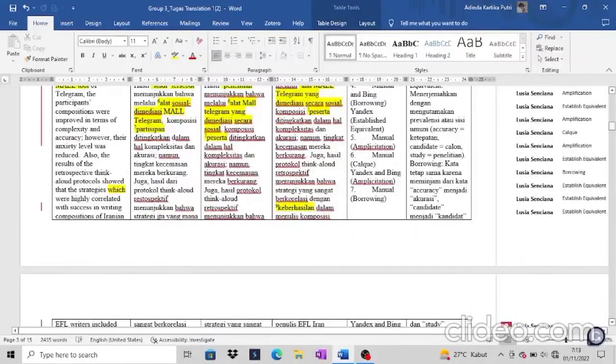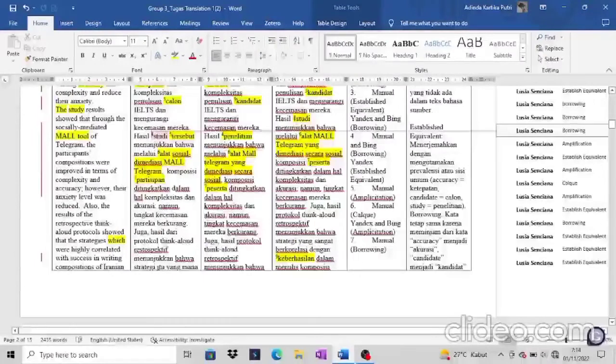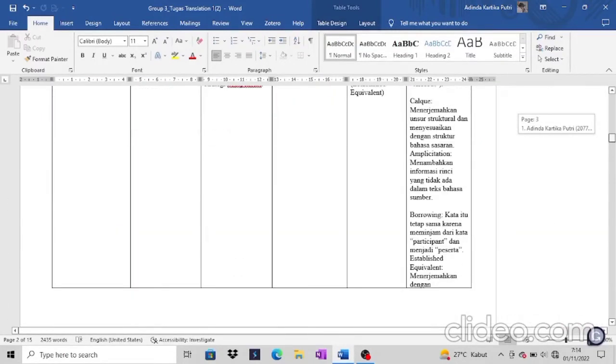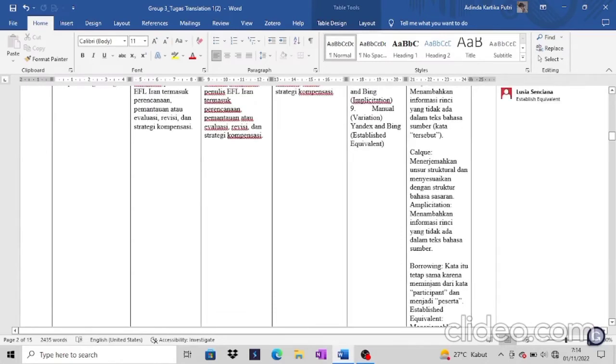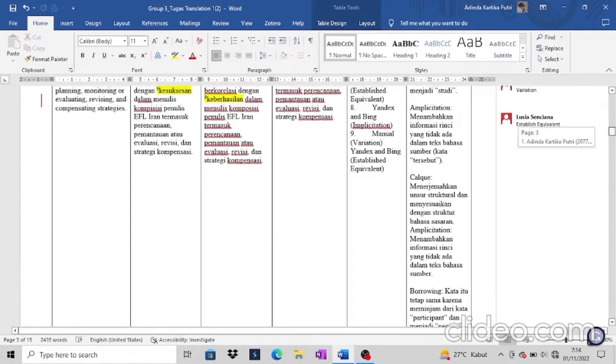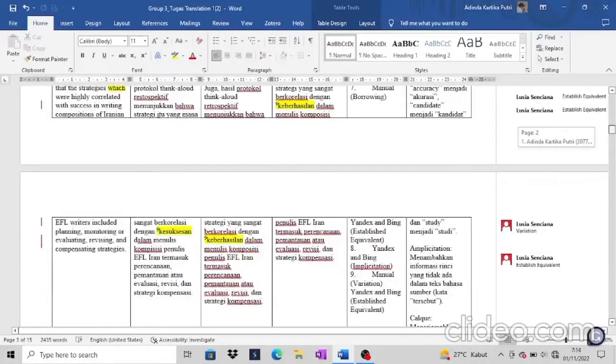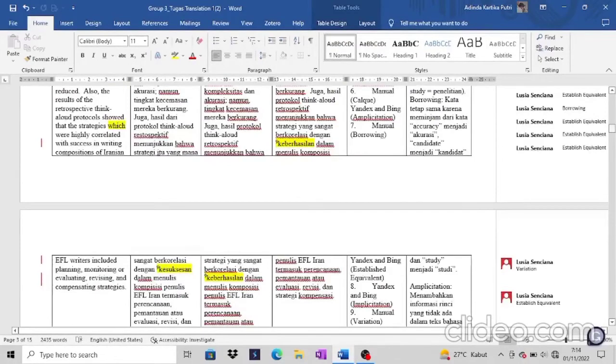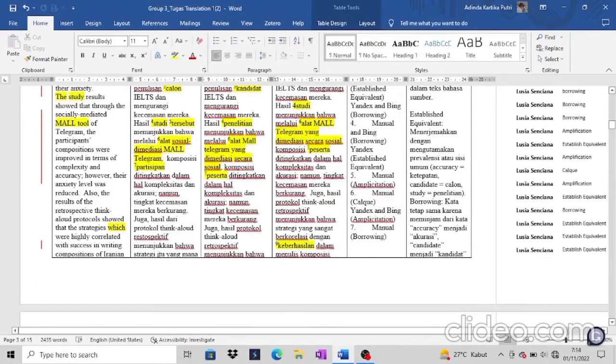Okay, for the Yandex and Bing using amplification. Amplification adds detailed information that is not in the source language text. The words like "alat mall Telegram yang dimediasi secara sosial," and this source language says through the social media mall tool of Telegram.